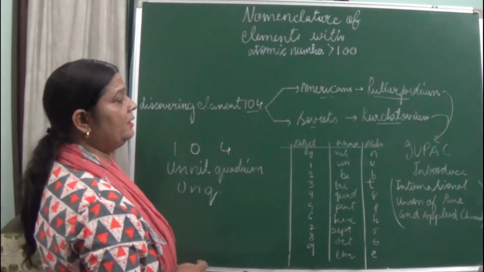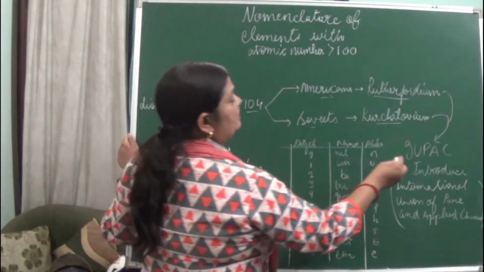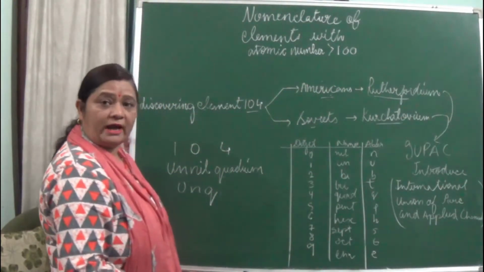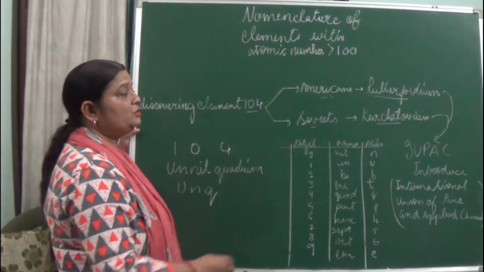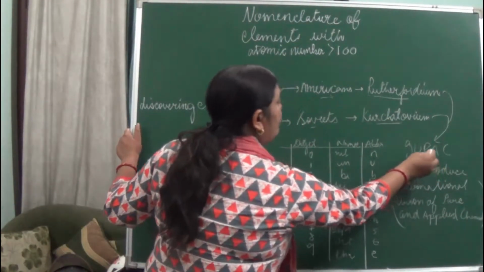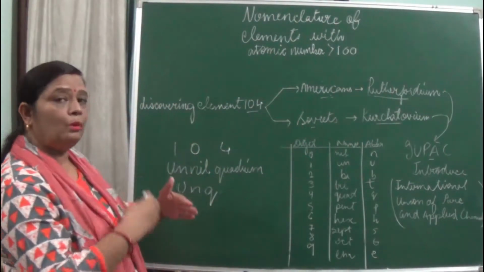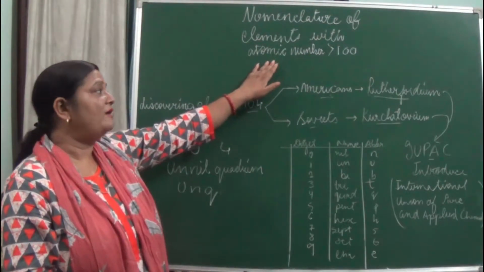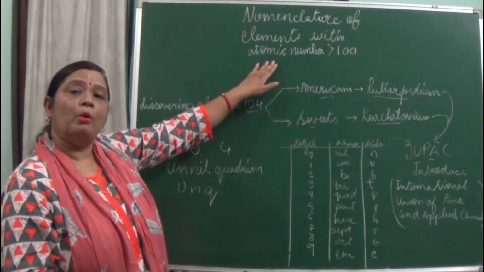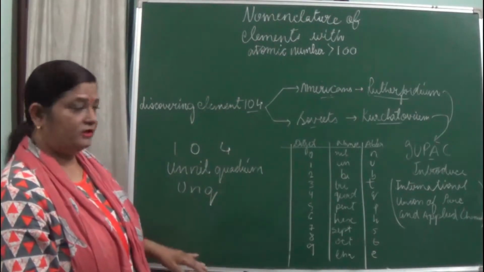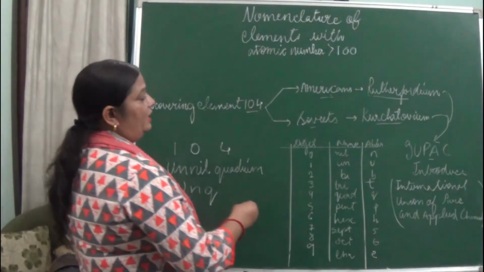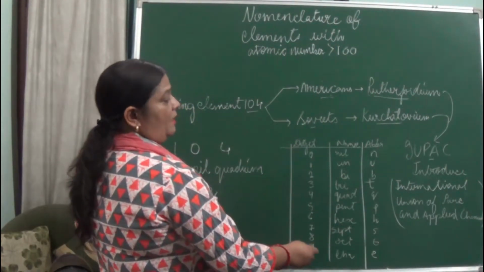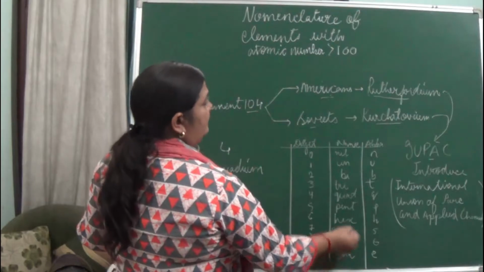So here, IUPAC stepped in. What is IUPAC, beta? You have studied it: International Union of Pure and Applied Chemistry. It formulated a rule to name the elements having atomic number more than 100. You can see over here how it is done: first the digits, then the name, and then the abbreviation.